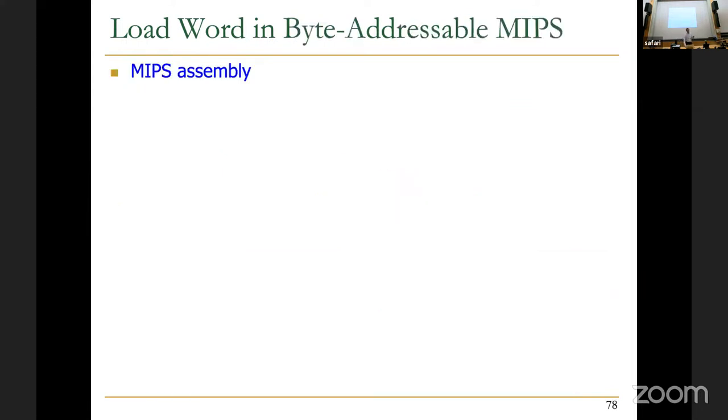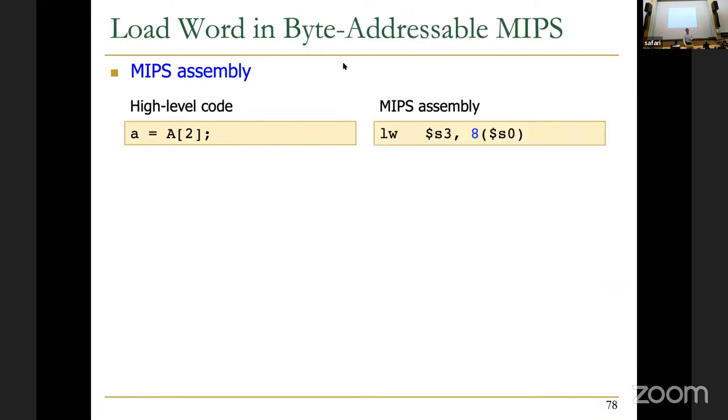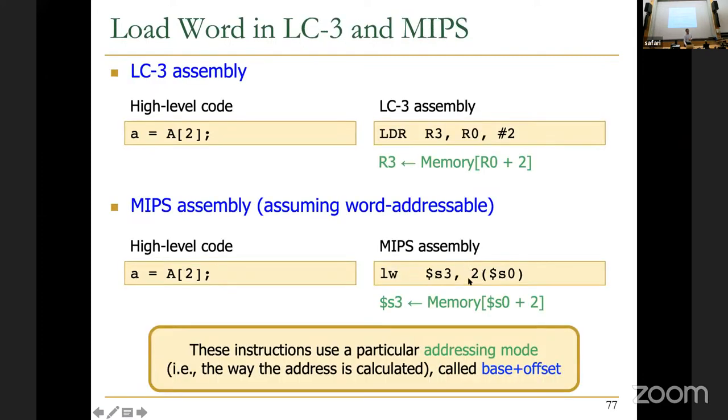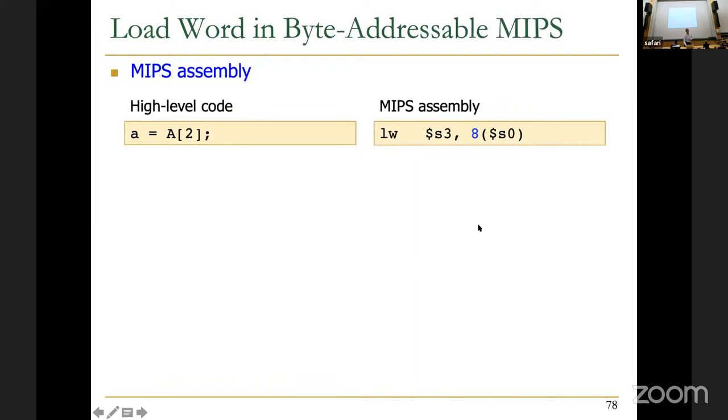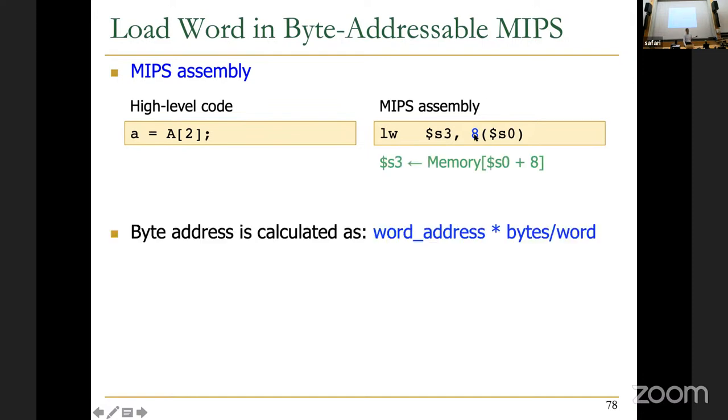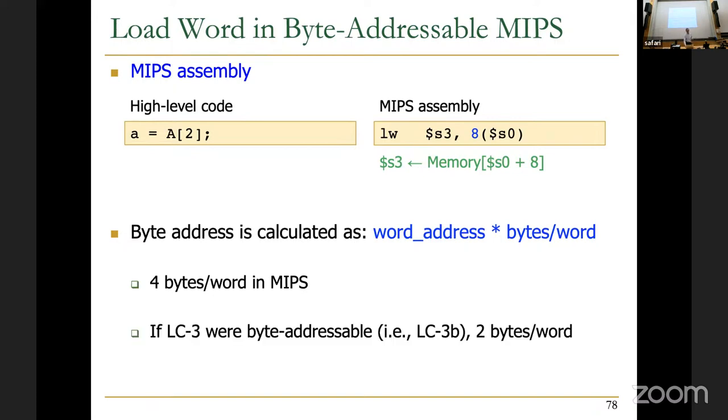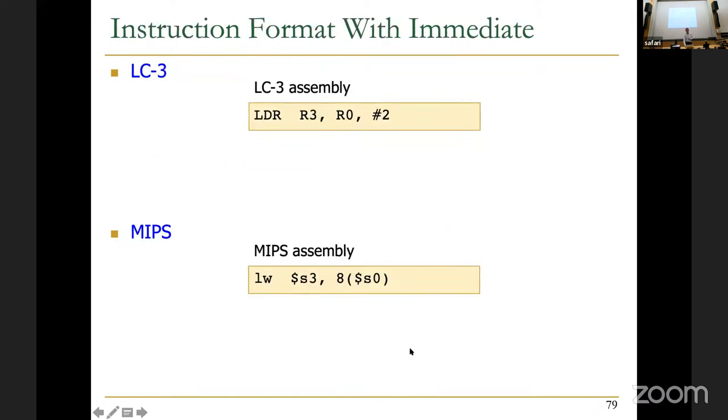So let's take a look at load word in byte addressable MIPS. This is the MIPS assembly. Because MIPS is byte addressable, instead of saying word 2, we multiply the word number by how many bytes there are in a word. Because we're looking at the second word, and each word is 4 bytes, we multiply 2 by 4, so you get 8. So basically, byte address is calculated as word address times bytes per word. You've seen this earlier, so we're just exercising this in assembly. In MIPS, you have 4 bytes per word. If LC3 were byte addressable, you would have 2 bytes per word. But LC3B is a byte addressable version of LC3, actually, as we will see.